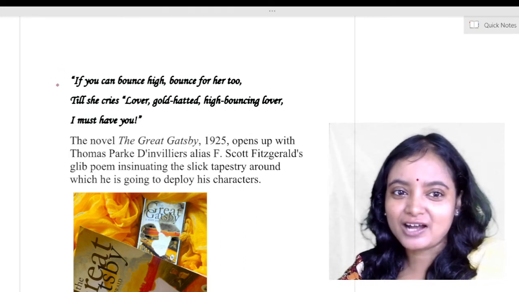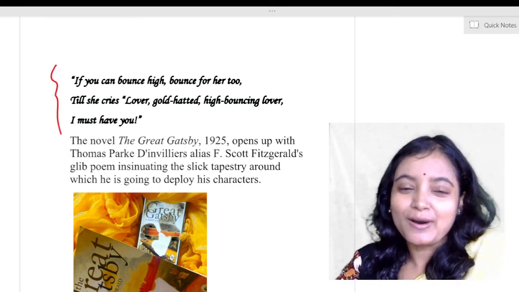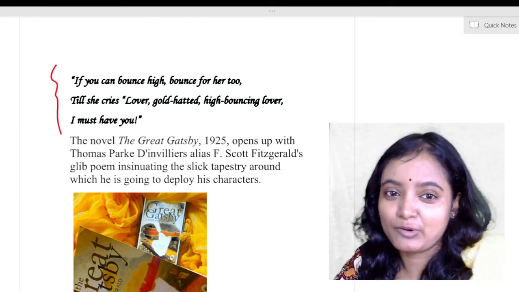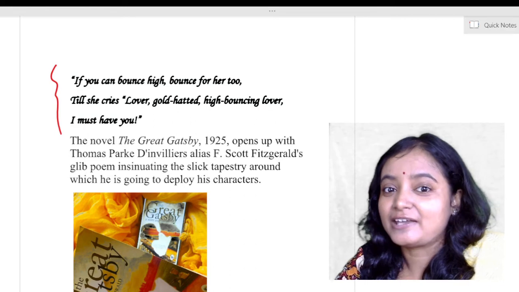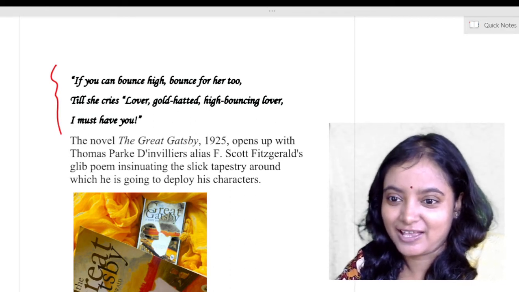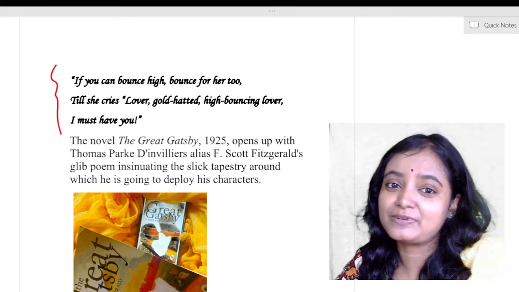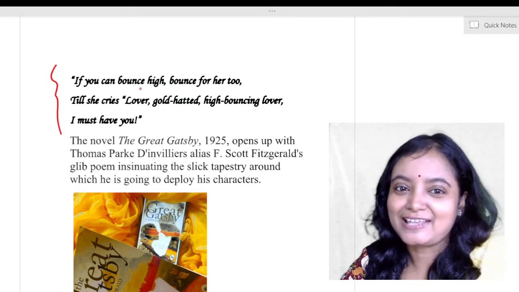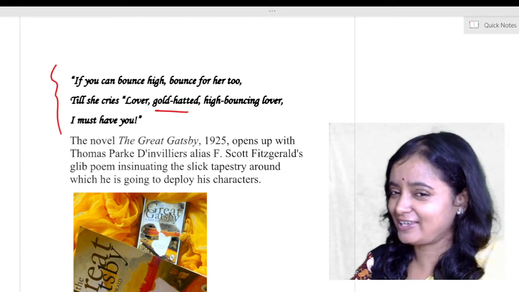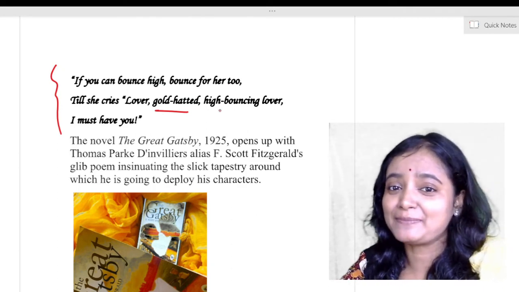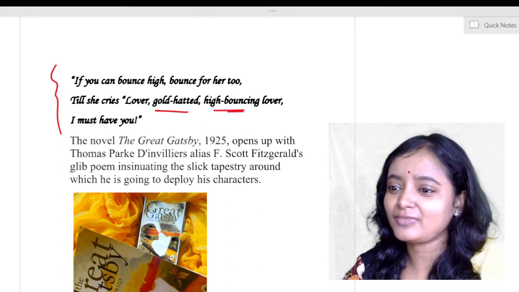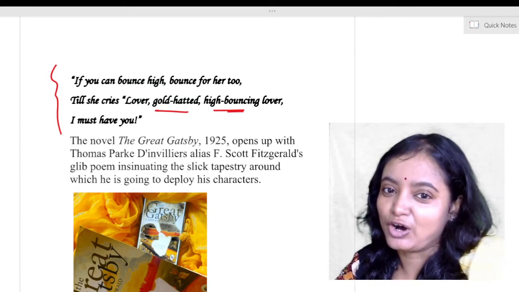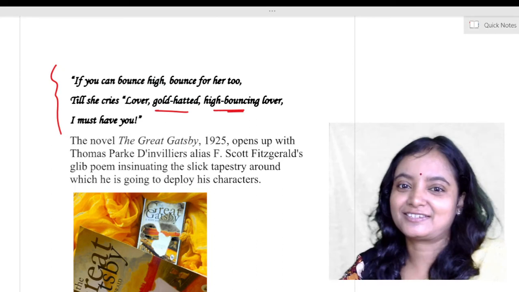So the novel starts with these lines, and what do these lines signify? These lines signify the flamboyant life of America, and the beloved is praising her lover because he is gold-hatted. That means he is affluent, he is rich, and he is high bouncing. That refers to the showiness, the ostentatious lifestyle of that age.